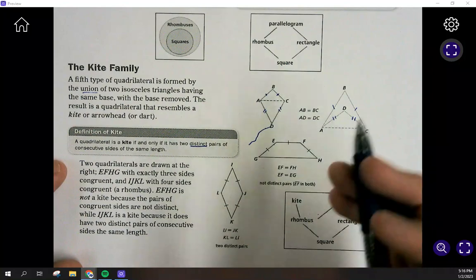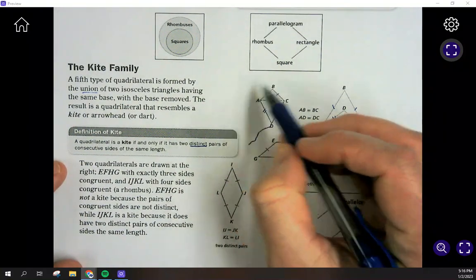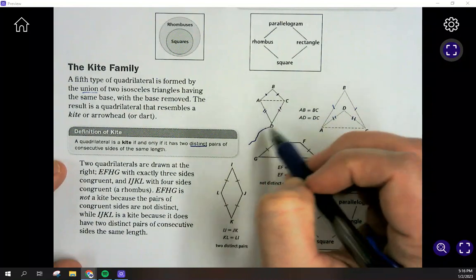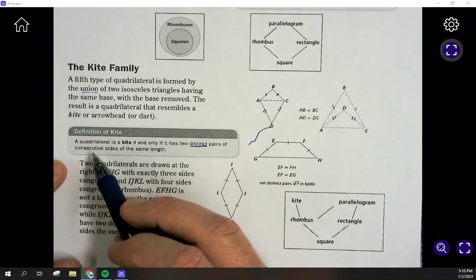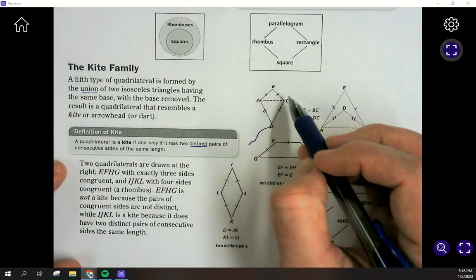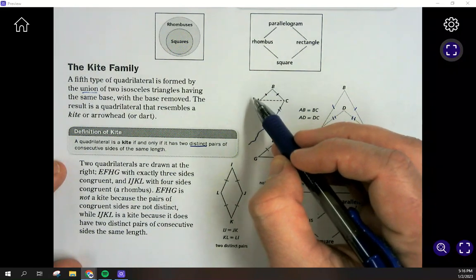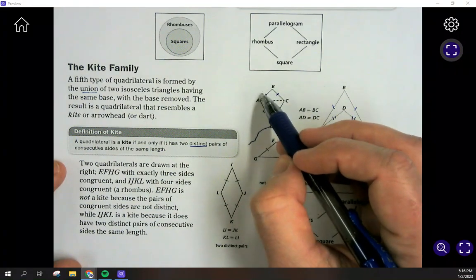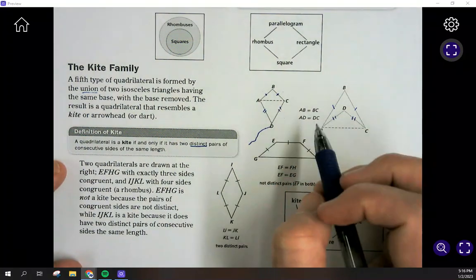So this shape right here, first of all, consecutive sides means as you make your way either clockwise or counterclockwise around the outside of your shape, we go from one to the next. We've talked about that meaning consecutive. Consecutive angles would be B and A or B and C, because as I make my way around, I hit those as I go around the circle. So consecutive sides is the same thing. As I make my way around, they're next to each other, basically.